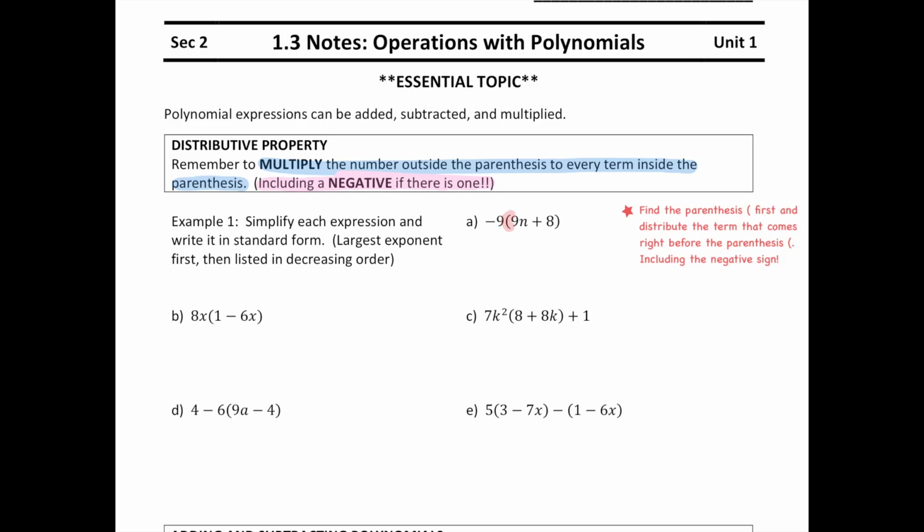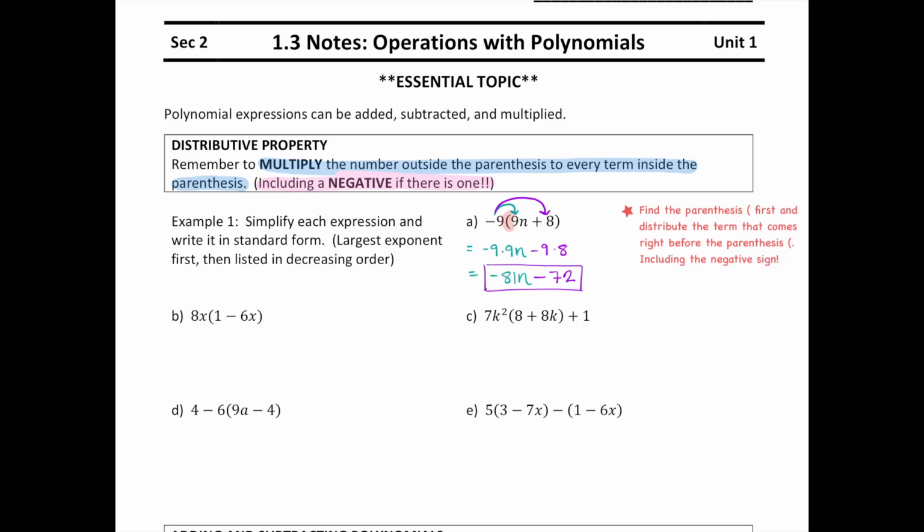So this negative 9 needs to be distributed to the 9n. Distribution means multiply, so we're taking that negative 9 and multiplying it by the 9n. But then you also have to take the negative 9 and distribute it to the 8. So again, we're taking that negative 9 and multiplying it by the 8. And negative 9 times 9n is negative 81n. And then negative 9 times 8 is negative 72. And that is the final answer.